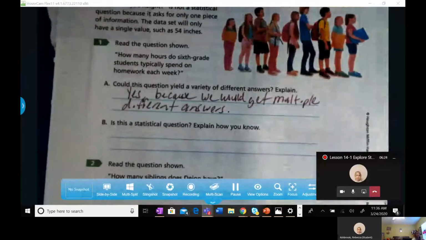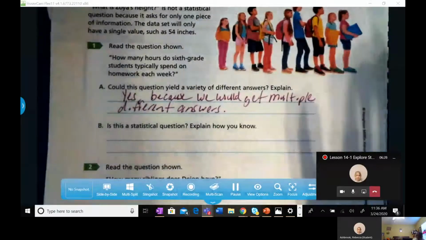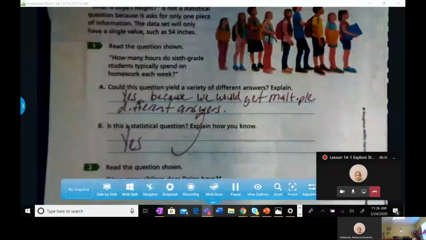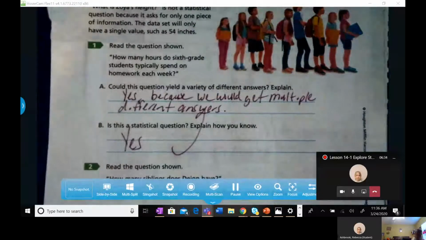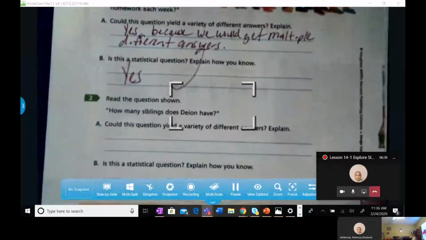All right, so is this a statistical question? So once again, it's kind of asking us the same thing. So we're just going to put yes, and then I'm going to put that arrow there because we know how this book likes to repeat questions over and over again. So same answer.